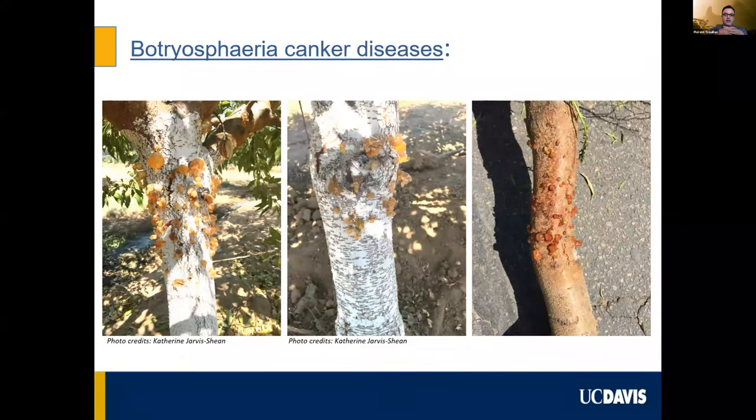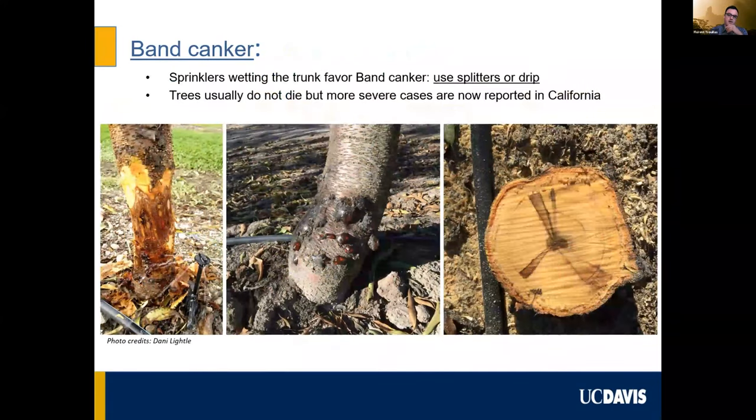Here, an additional picture shows that it's not always the case that only a nice straight band is formed. We have a couple of illustrations where the canker or the gumming pattern may be a little more erratic, and that's often when things start at a pruning cut. But again, it's a disease that's generally favored when sprinklers, microsprinklers, wet the trunk. It's generally more of a problem when trees get wet by irrigation.